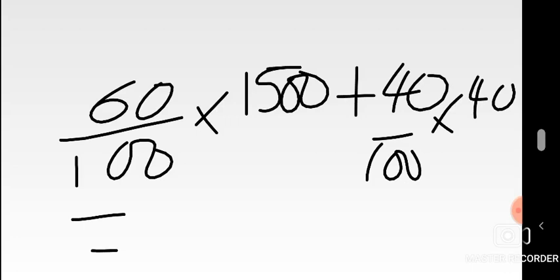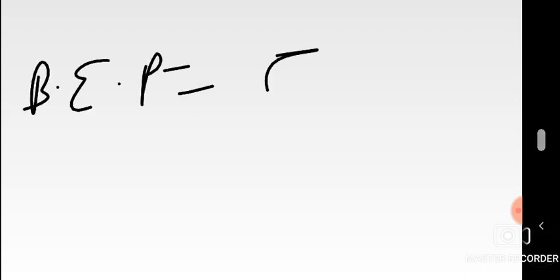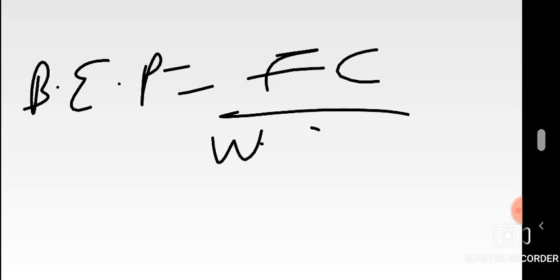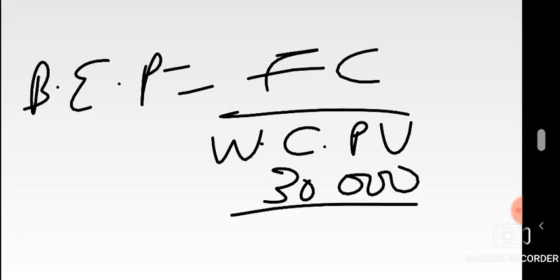Here, it will give you 916 as the total weighted contribution per unit as of option 1. Hence, you can now go and solve the break-even point in units as they have asked, which is equal to fixed costs over weighted contribution per unit. Fixed cost as of option 1 was 30,000. Weighted contribution 916. Therefore, what is our answer?